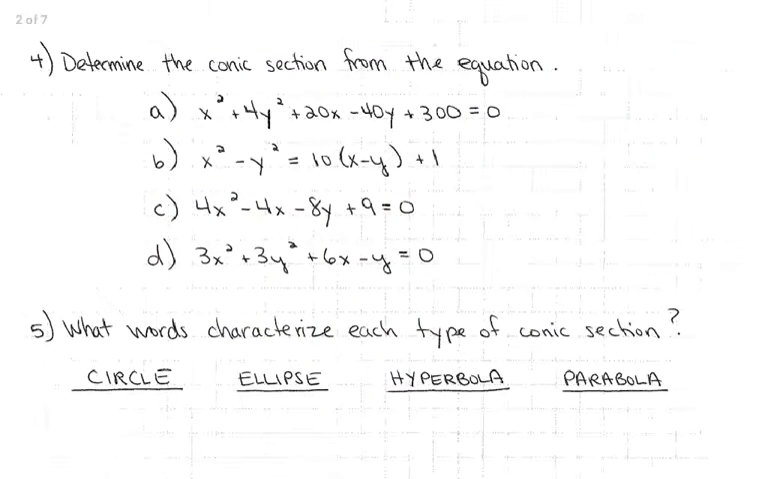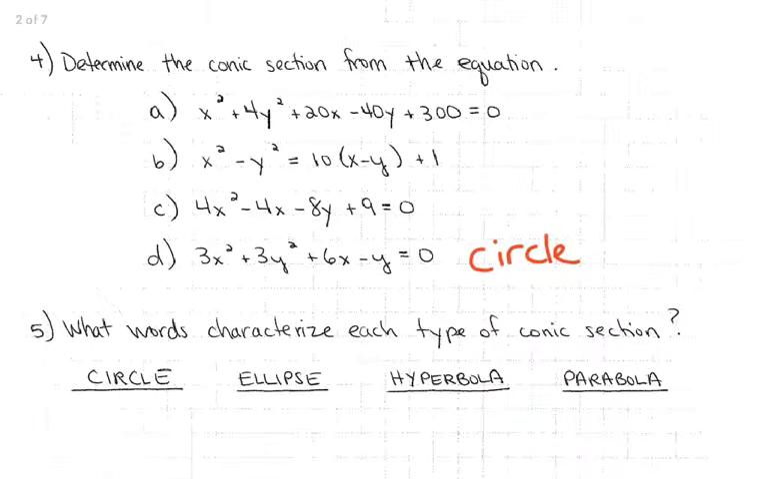Problem number 4, determine the conic section from each equation. There were rules for how you could tell without needing to multiply any of this out or factor it or put it in general form or anything, which type of conic section it was. If both variables have squares, that means an x squared and a y squared, and the coefficient of both of those terms is the same, the conic is a circle. Because D has an x squared and a y squared, and the coefficient of x squared and y squared is the same, it's a circle.